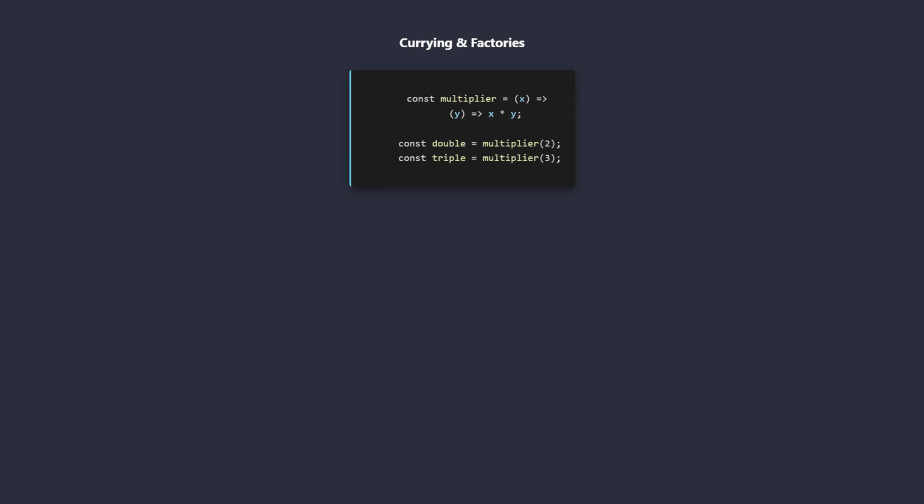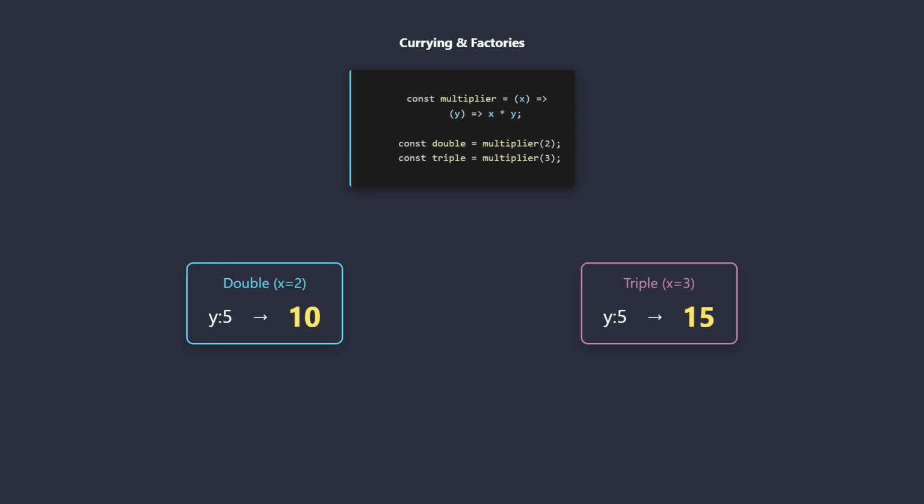Let us define a multiplier function. This function takes the factor x as its first argument. It returns a new function. This returned function takes the number y. The inner function closes over the factor x. This allows us to create specialized functions easily.